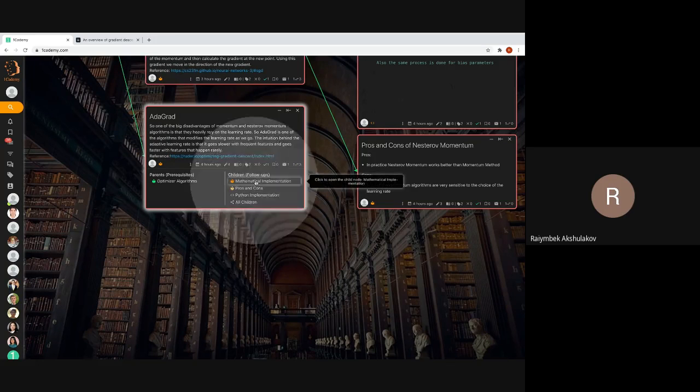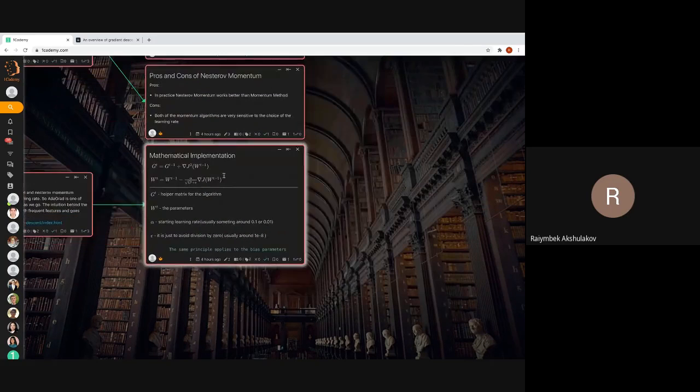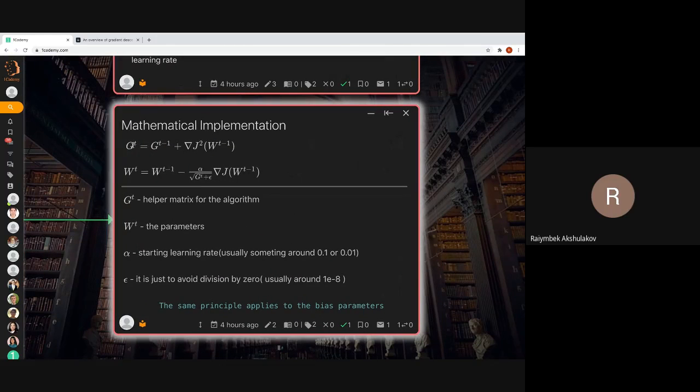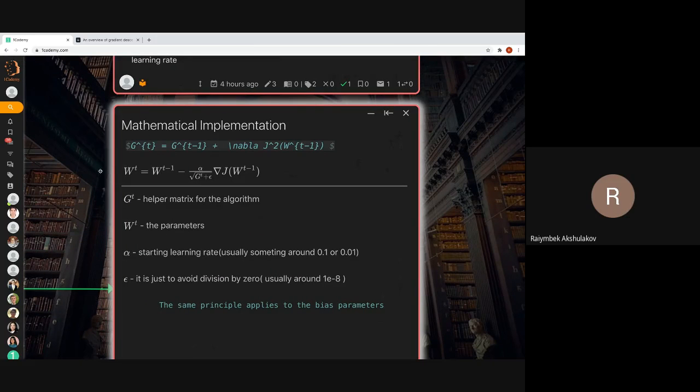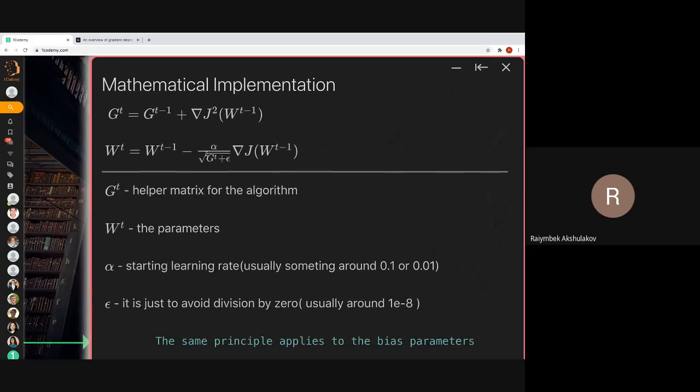Let me show the mathematical implementation. As you can see with the helper matrix, W is our parameters. It's also the same thing we will apply to bias parameters. This is just the weight. So this is G. It's our helper matrix, and it just sums up all the squares of previous gradients.